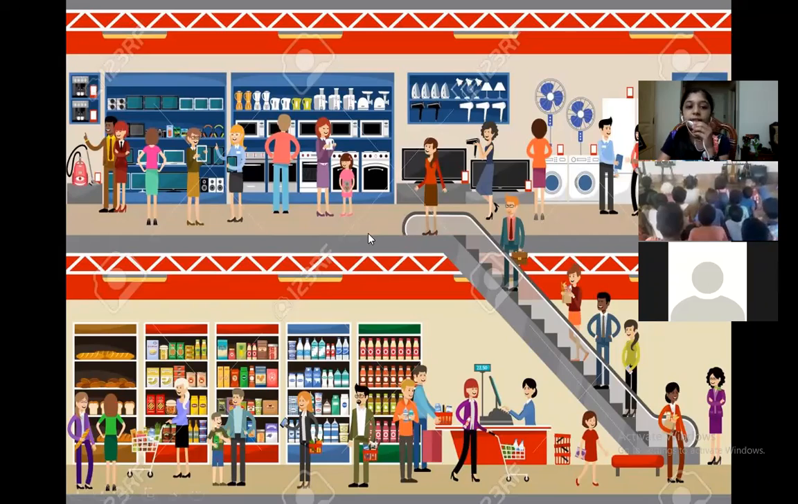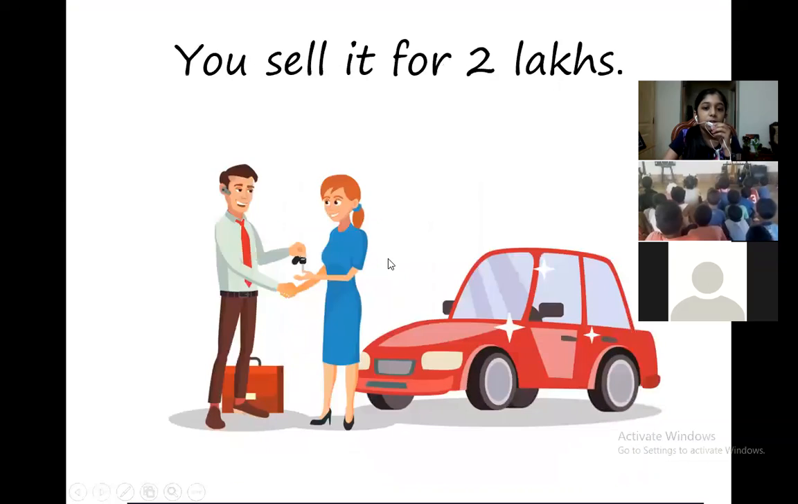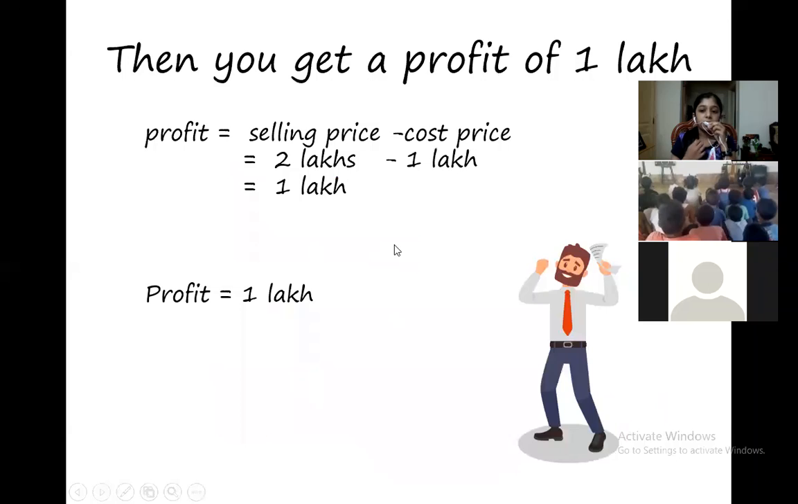So an example is you buy a car for 1 lakh rupees from a big person. You buy a car for 1 lakh, okay? And then you sell the same car for 2 lakhs to a customer, okay? So you get a profit. Yes, right? You get more money, right? By selling the car for 1 lakh extra.